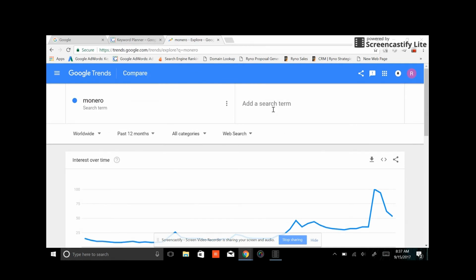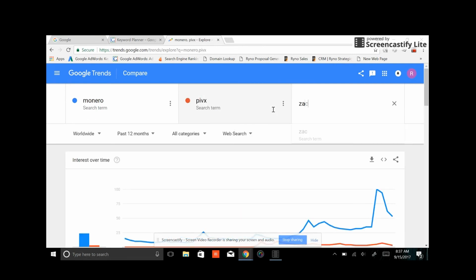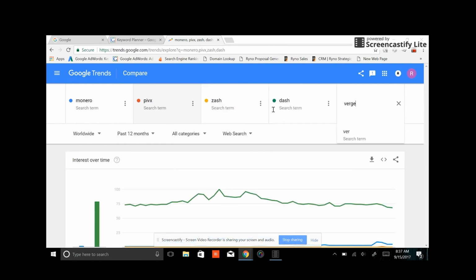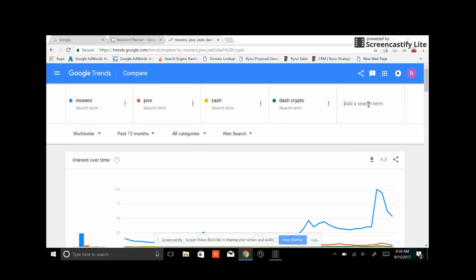And then I'm going to add in a couple different terms that I want to compare. So Monero, we're comparing with PIVX. We're also going to compare with Zcash, Verge. And like I said, let me change Dash up. I'm actually going to make it Dash Crypto because I think that's more applicable. And then I'm also going to make it Verge Crypto. Verge and Dash are just a little bit too broad for my liking.